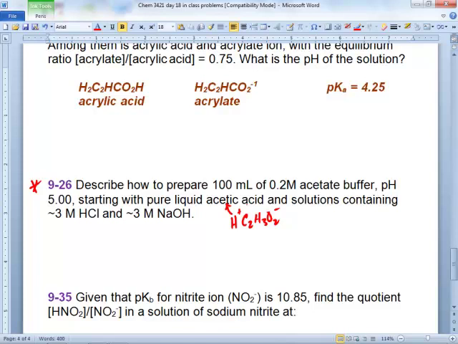But she got the 1.2 grams part, so we'll give her the M&Ms for that. Does that make sense? Get the 1.2 grams and dump it in the majority of the water. I don't care, 80 milliliters, but the majority. Then dropwise, add HCl and NaOH until you get the pH to be 5. Then you add the rest of the water, and you've got it.